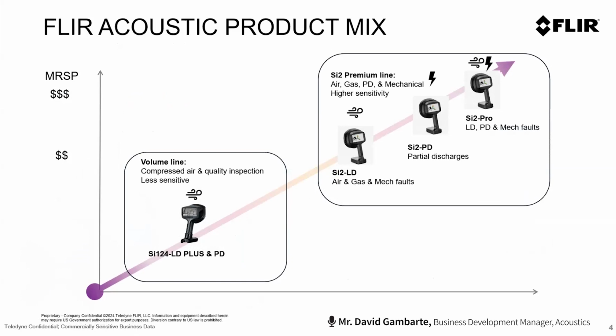These are the different models that we have in the cameras. I was mentioning the SI2 LD, PD, and Pro, but we also have the SI124 LD Plus and PD, so they are available cameras. They are fully supported, and you can still acquire the cameras and use them without any limitation. Of course, all this related to commercial matters is not under our responsibility. So you will need to contact your closest FLIR partner to acquire the cameras.